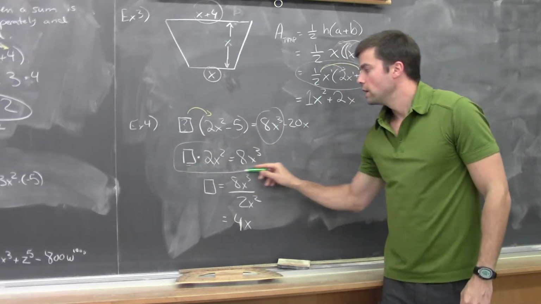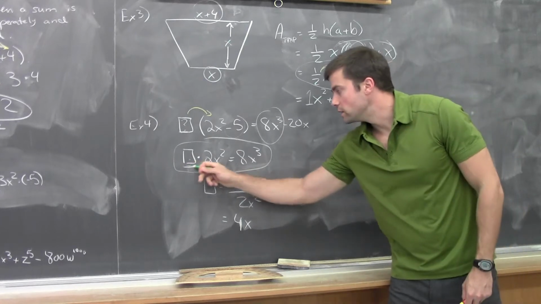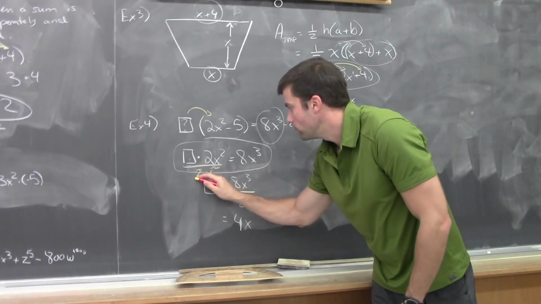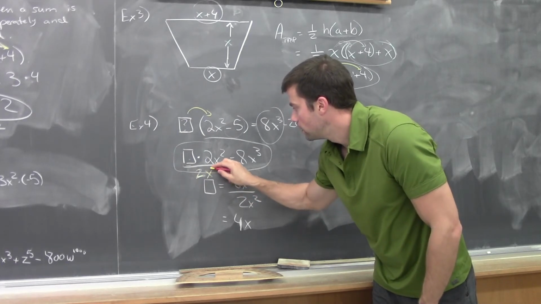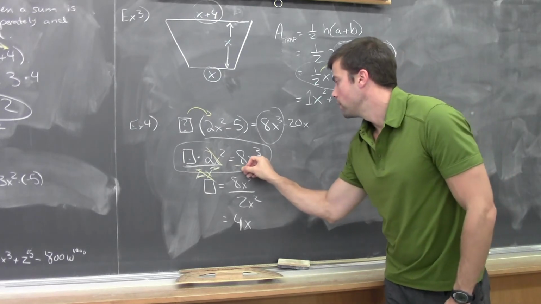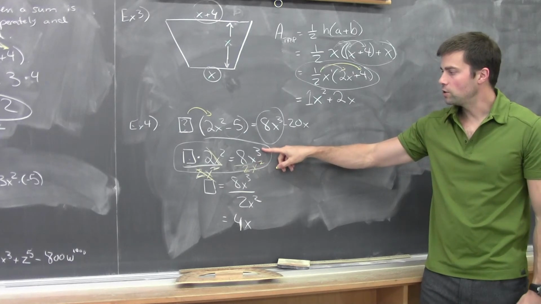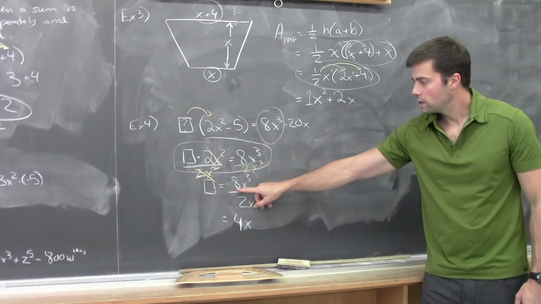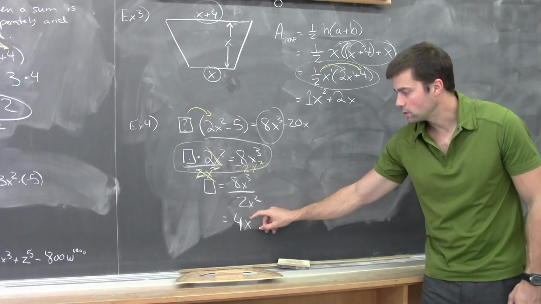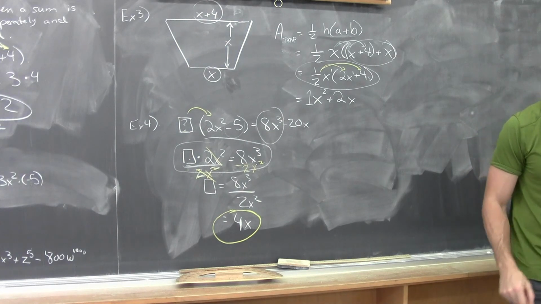Here's my new equation. Now to find out what that blank space is, I need to divide both sides by 2x squared. The reason I do that is because now these 2x squared cross out, and I'm left with the unknown. So if I take 8x cubed and divide it by 2x squared, 8 divided by 2 is 4, and x cubed divided by x squared is just x to the 1. I don't need to show the 1. That's it.